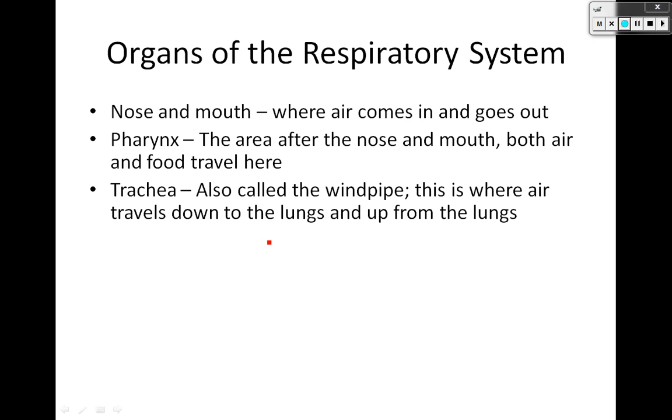So I'm actually skipping the larynx. If you look at your picture, you'll notice it actually goes pharynx, larynx, trachea, but I'm going to skip the larynx for a minute, and I'll explain why in a second. Your trachea is also called your windpipe.